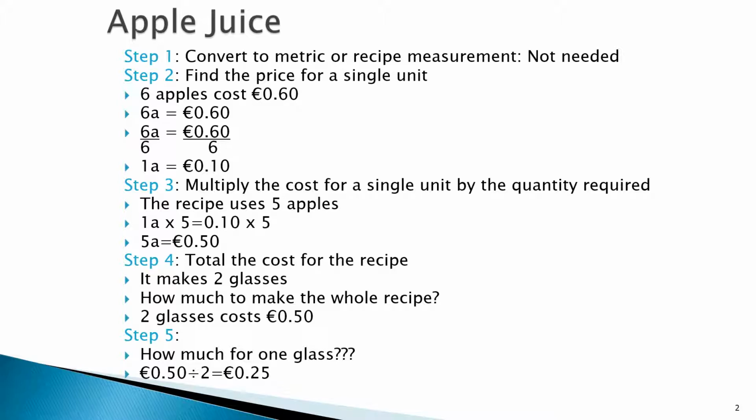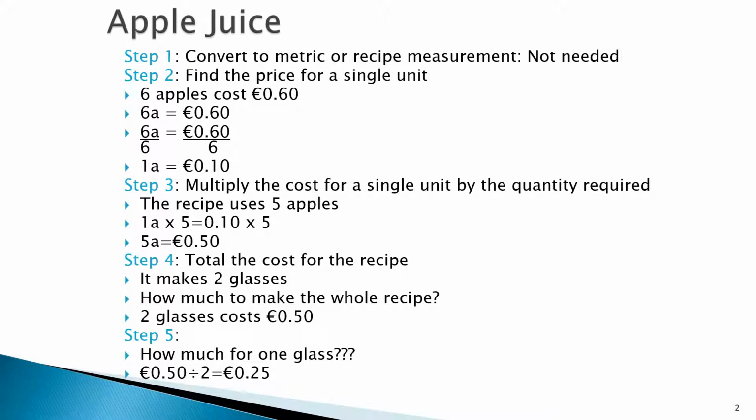So we know that 6A, or 6 apples, is 60 cents. We've written it in the language of maths. And we divide both sides by 6. We've got the 6 over here, and that makes that a single apple, and the 60 cents divided by 6, and we work out that 1 apple is going to cost us 10 cents.